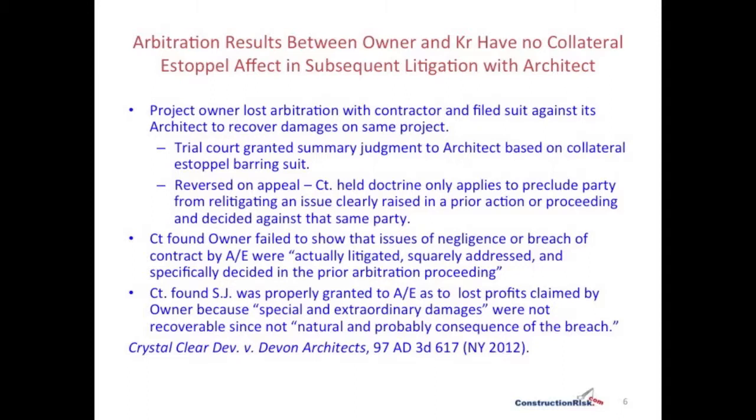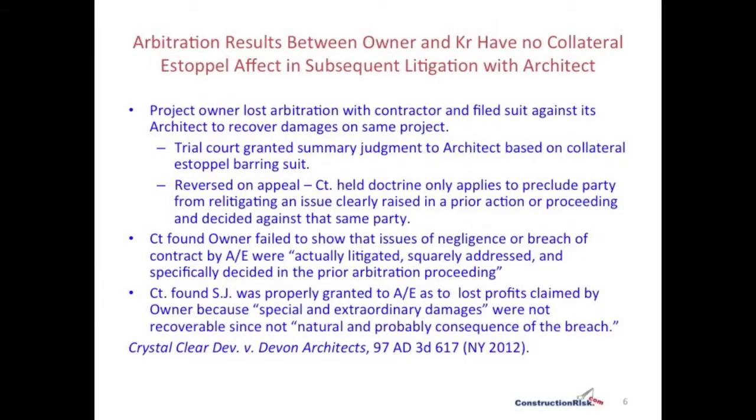And the trial court granted summary judgment to the architect based on collateral estoppel, barring the suit. But that was reversed on appeal, with the court holding that the doctrine only applies to preclude a party from relitigating an issue that's been clearly raised in the prior action or proceeding and that has been decided against that same party. And here the court found that the owner failed to show that the issues of negligence or breach of contract by the AE were actually litigated, squarely addressed, and specifically decided in the prior arbitration proceeding.